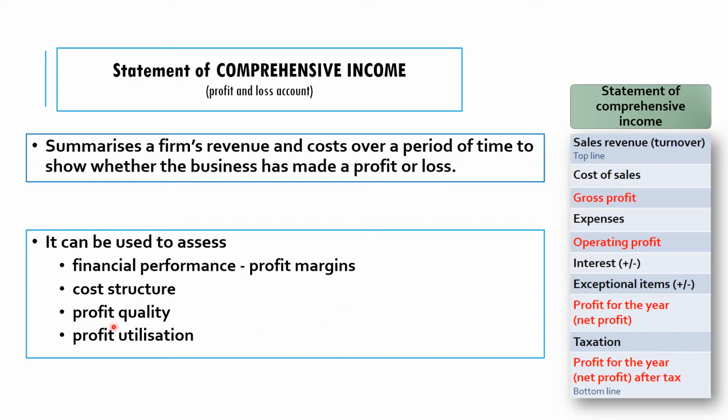We can also look at the profit quality by comparing the level of profit at each different stage, and then we can also look at profit utilization. Once we have profit after tax, what do we use that for? Dividends, or do we keep it, retain it within the business's retained earnings?